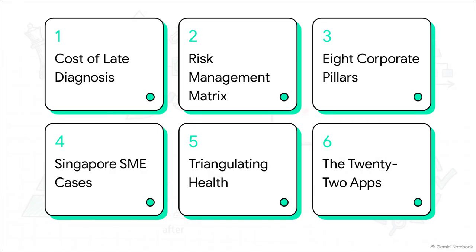To get there, we've got a clear roadmap. We're going to cover the cost of late diagnosis, the risk management matrix, the 8 corporate pillars, some real Singapore SME case studies, how to triangulate corporate health, and finally, the 22 apps for treatment.